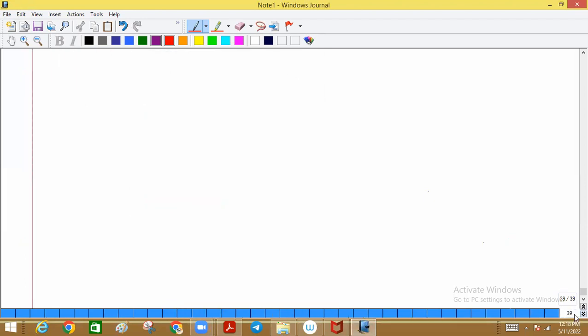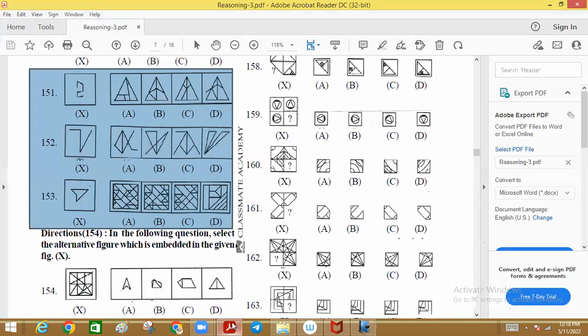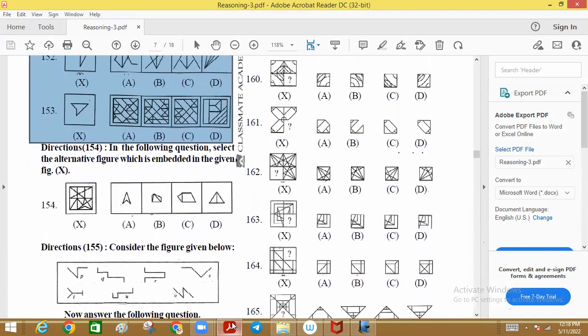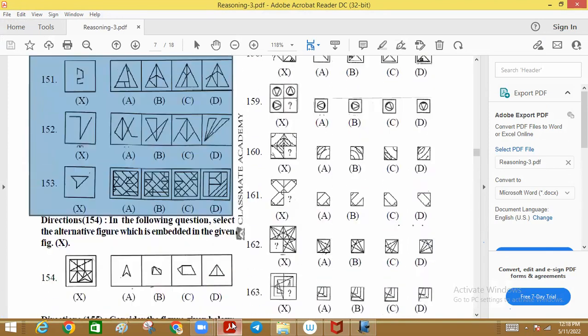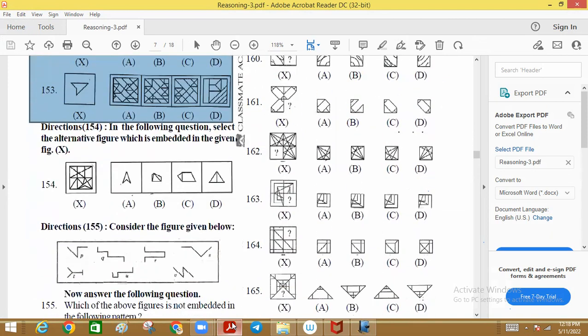The next type of question. We'll see the next type of questions. Okay, there is one more question. Let's complete the figure.